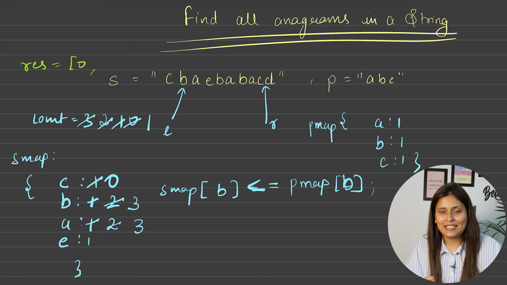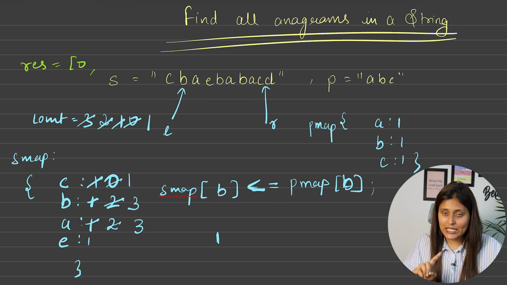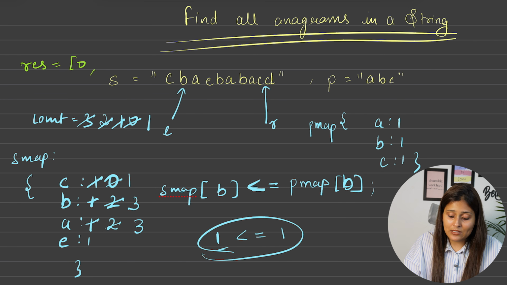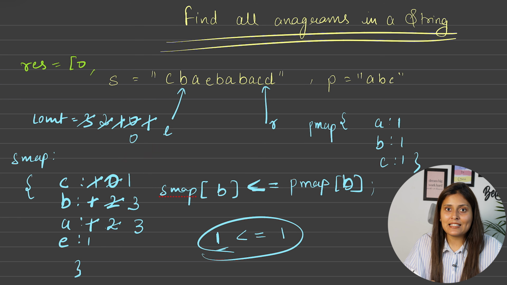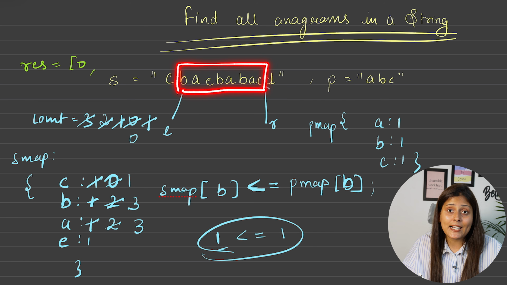Now, C. Yes, this one was required. Why? Because after the increment, the frequency of C in SMAP is 1, which is less than or equal to the frequency of C in PMAP, means this one is required. And hence when it is required, we will touch and decrease the count, and as the count has become 0, I can say yes, I encountered every character from left to right. But is this a valid substring? Because for a valid anagram substring, the length needs to be 3 only.